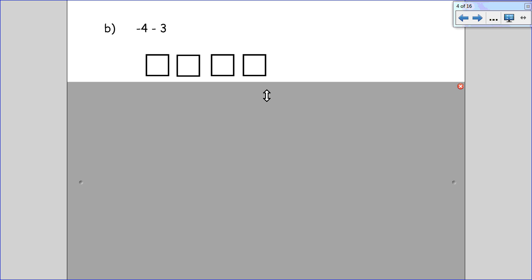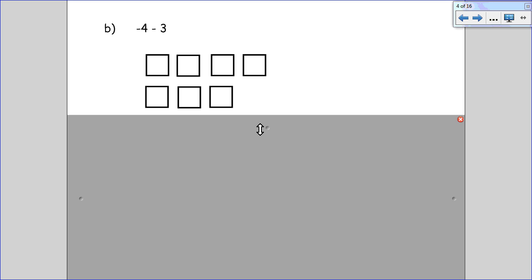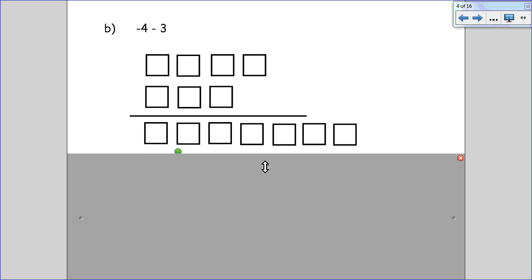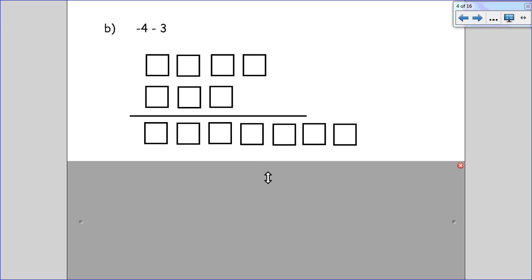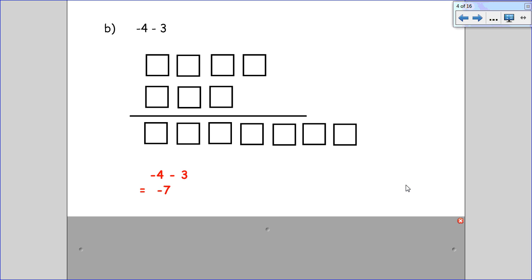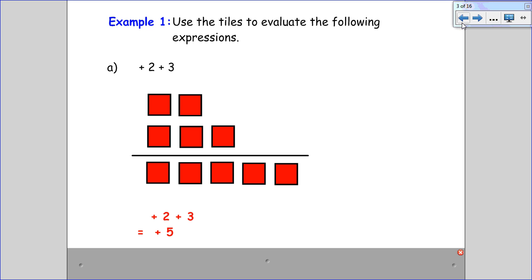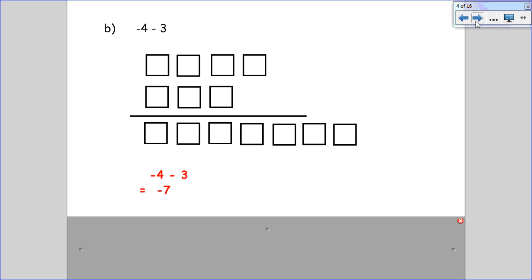That's no different than what we've been learning for years. What's a little bit different is when we look at this one here, which is -4 take away 3. So -4 is 4 white tiles. -3, 3 white tiles. And we count them all up to get a total of 7 white tiles. So -4 take away 3 is -7. So what happened there? When we had all the same sign, we added them, all positives, we added them up, they kept the sign. When we had all negatives, we added them up and kept the sign.